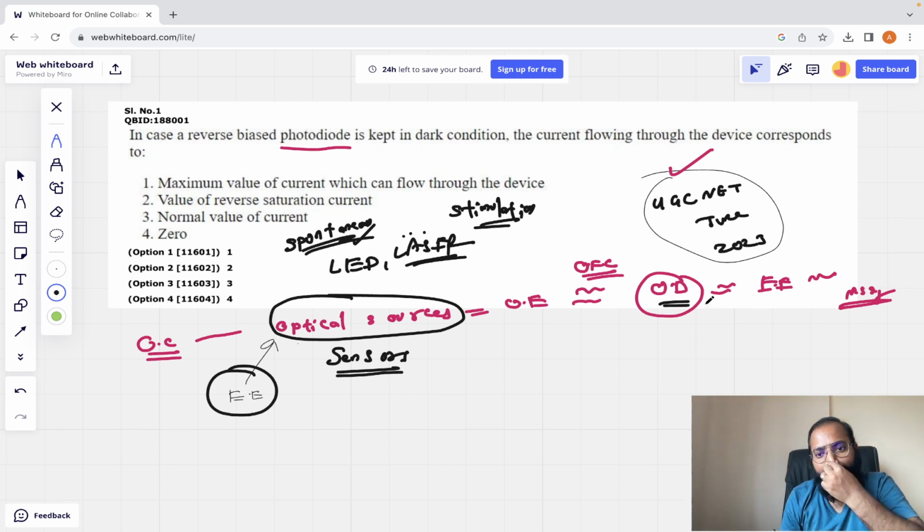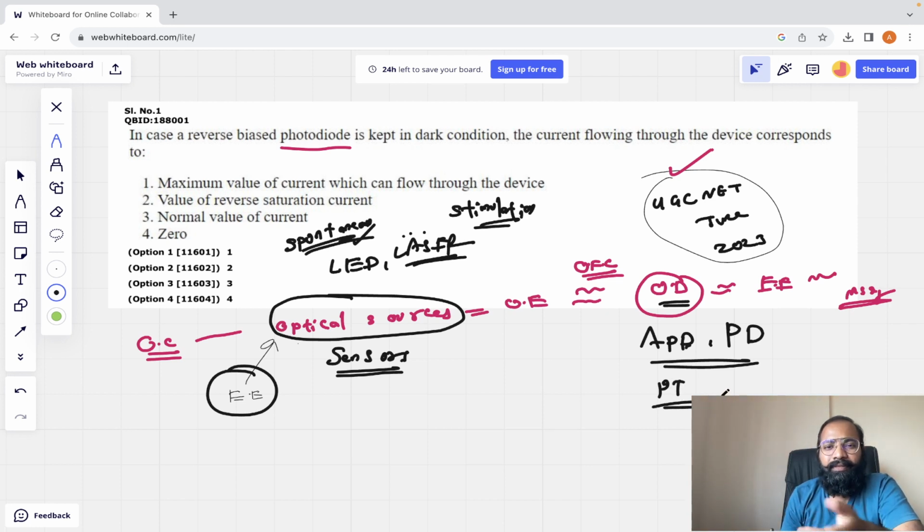Coming to the optical detectors, usually we can take avalanche photodiodes, or simply photodiodes also, or else phototransistors. So these are the different types of devices which are used to detect the optical signal, and they convert the optical energy to electrical energy. So optical detectors also come under the sensors.